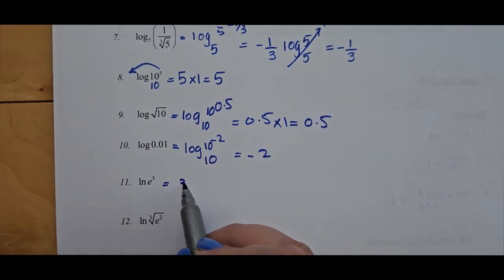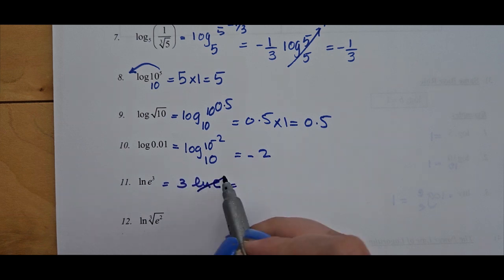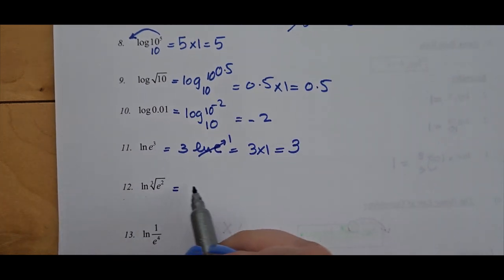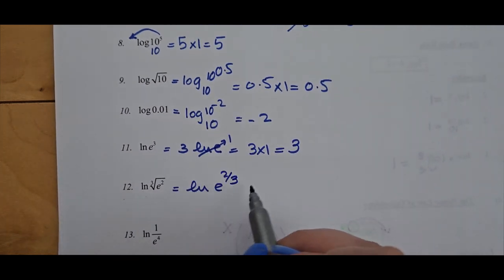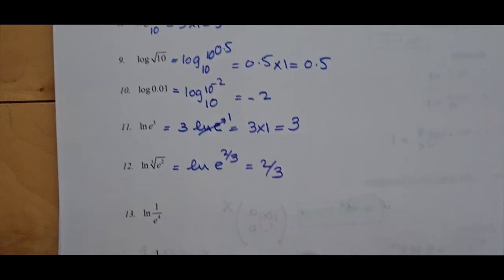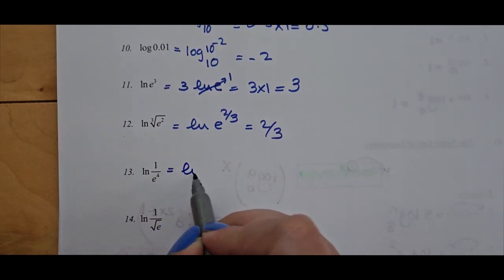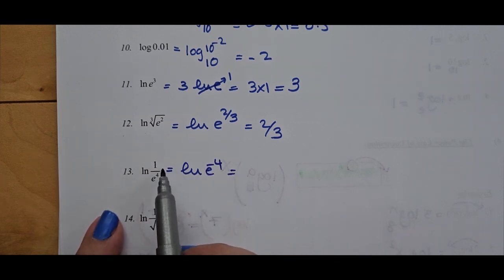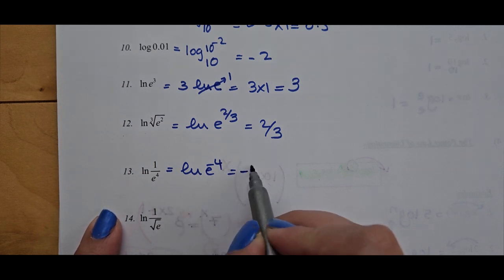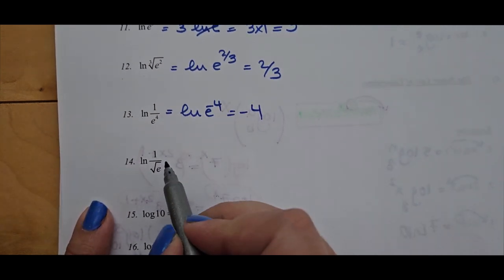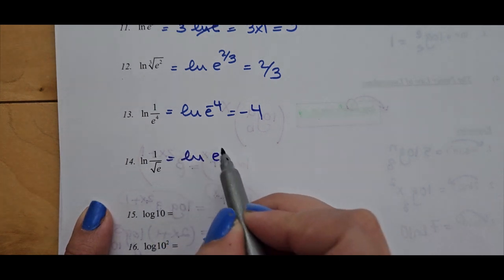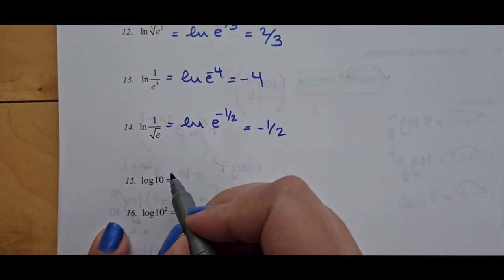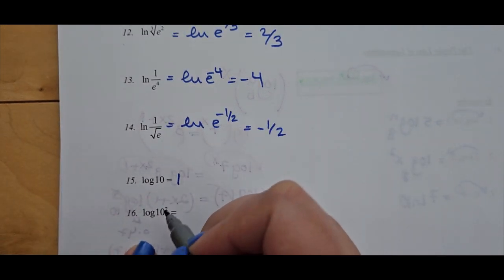How about here, guys? So that would be 3 ln e. And remember, this was 1. So 3 times 1 is 3. How about this thing? Ln e, the power is 2 over 3. So 2/3. How about here? First of all, I move this guy to the numerator. And then the answer is negative 4. Here, that would be ln e to the power negative 1 over 2. Here, log 10 to the base 10, it's always 1.